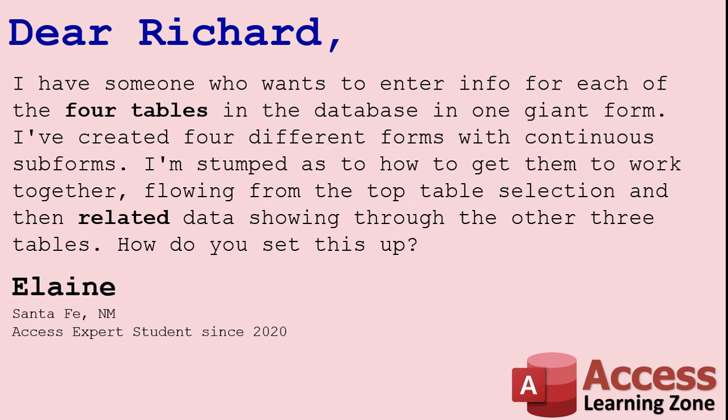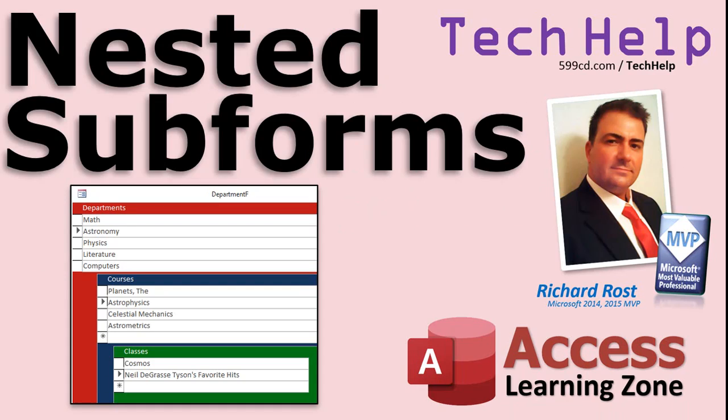Well, Elaine, you could do this by setting up multiple continuous subforms. I'll set it up with three of them for you. We'll do a fictional college. We'll do departments, and each department will have multiple courses, and each course will have multiple classes in it. Let's see how that works. You can see here on the title screen, I've got departments, and then each department has multiple courses, and then each course has multiple classes.